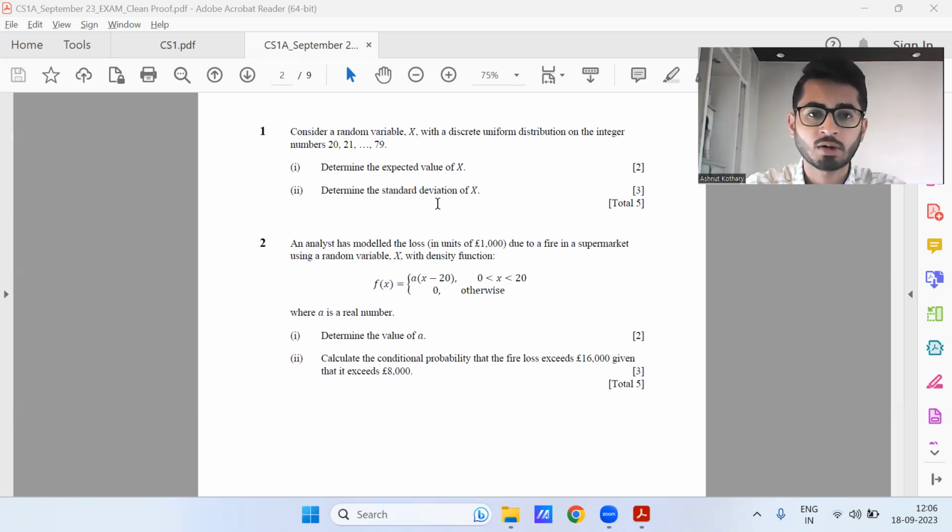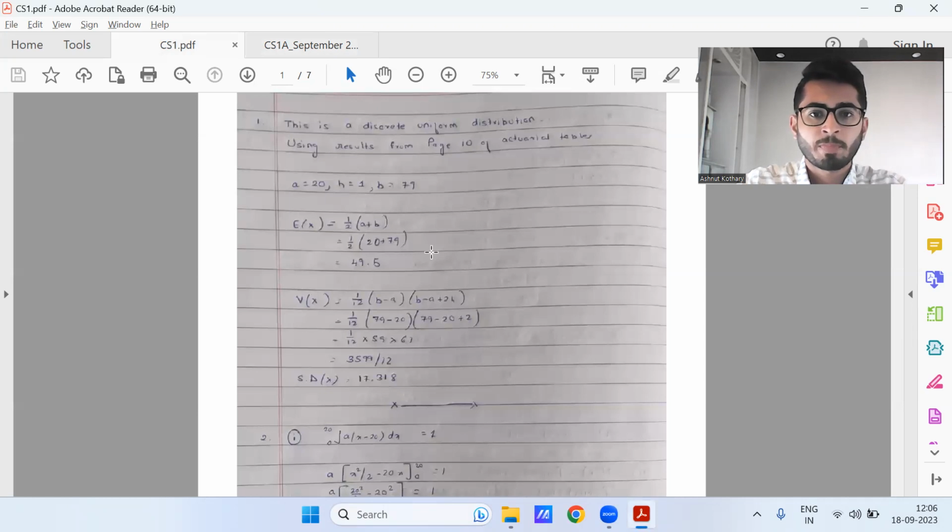Some of you made an error in part 2 where you directly used the formula of k square minus 1 by 12 without adjusting the value of k over there, and you all took k as 79, which was incorrect. So you could refer to page 10 of the actuarial tables where the mean of a uniform distribution is given, and that's a more general form.